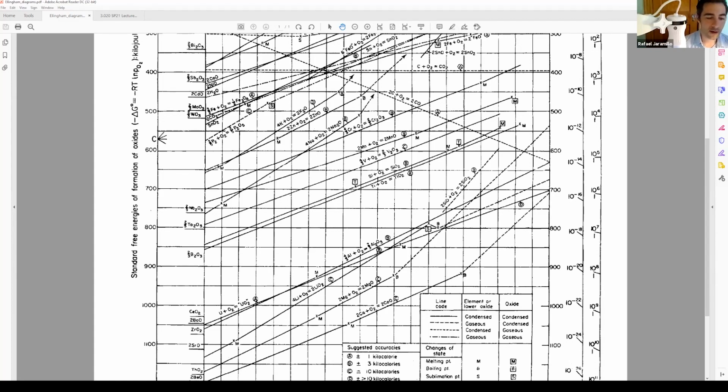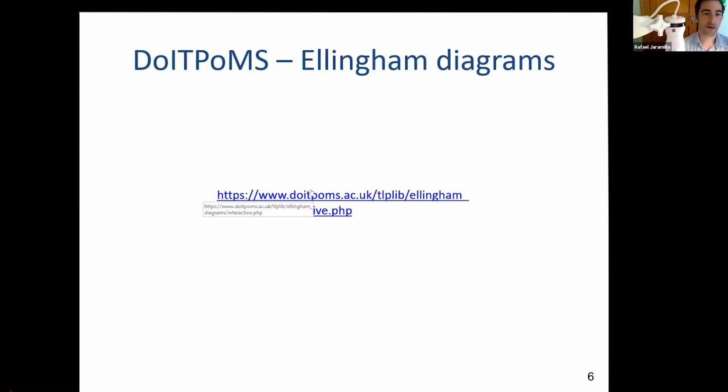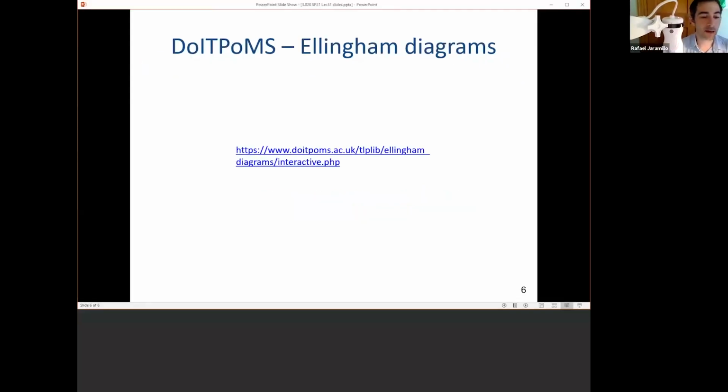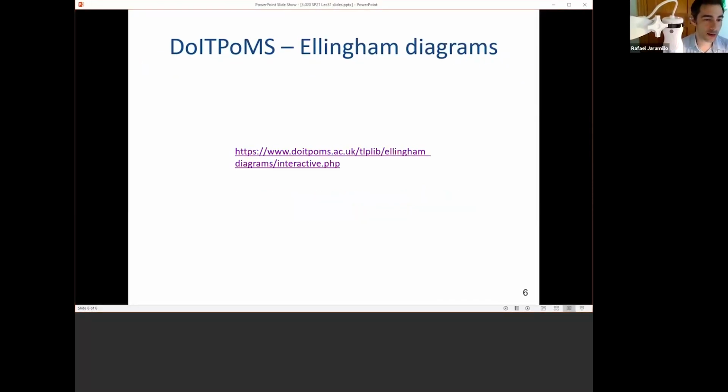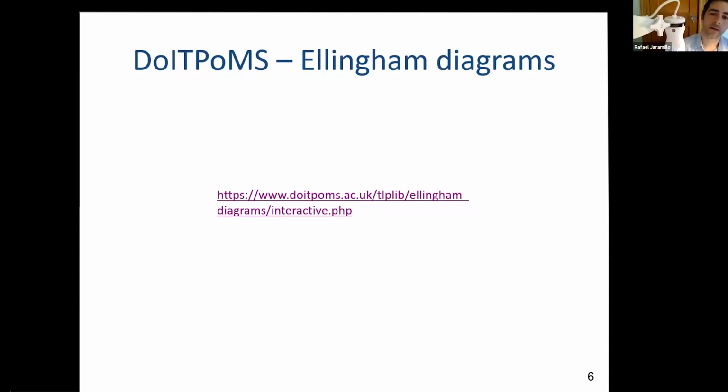And if you really like to explore this a little more, which I encourage you to do, it's a nice way to learn, go to the DoITPoMS page for Ellingham diagrams. For those who don't know DoITPoMS, you should know DoITPoMS. It is a really excellent resource for learning materials science concepts. It's maintained by the University of Cambridge, and it's a nice complement to things like OpenCourseWare and MITx. And let me share that just to show you where you might go to play with this a little more, get a feel for it.